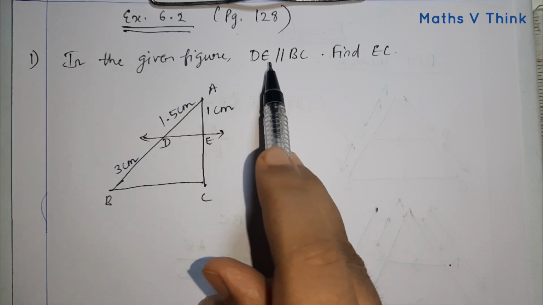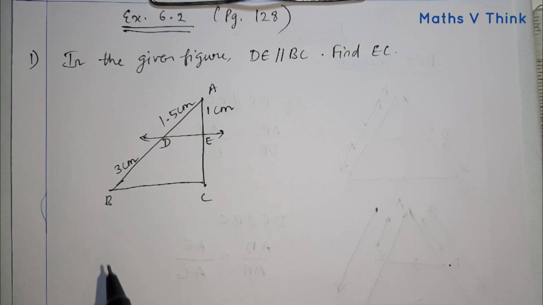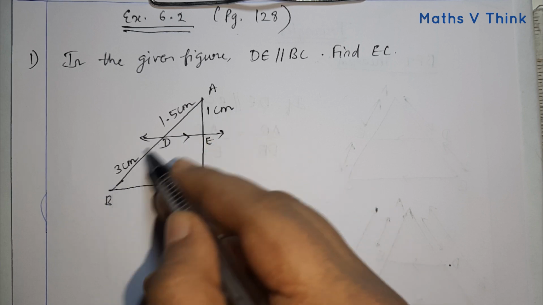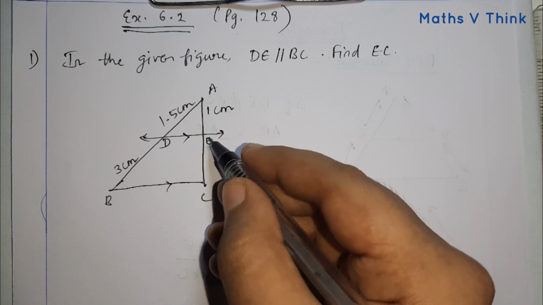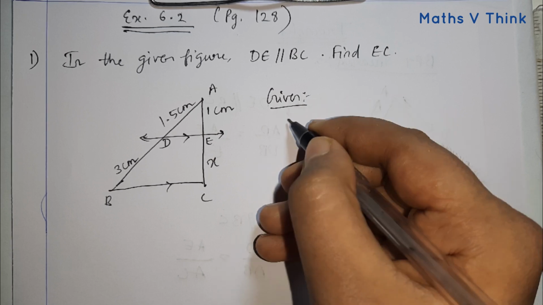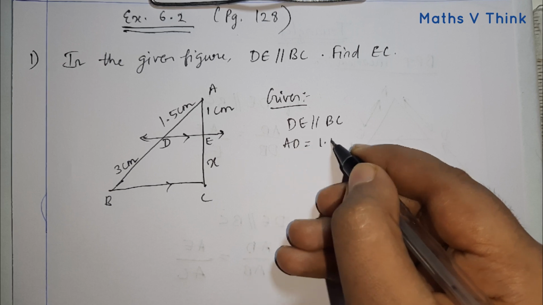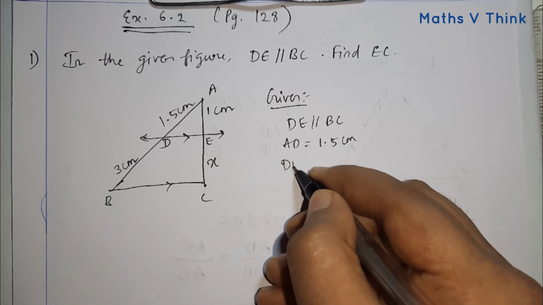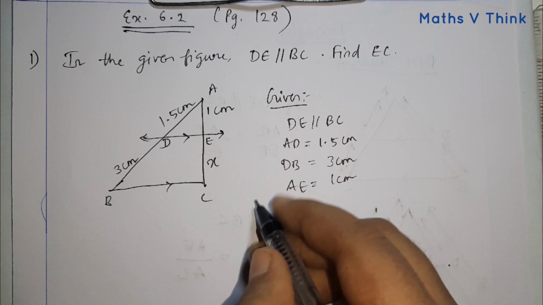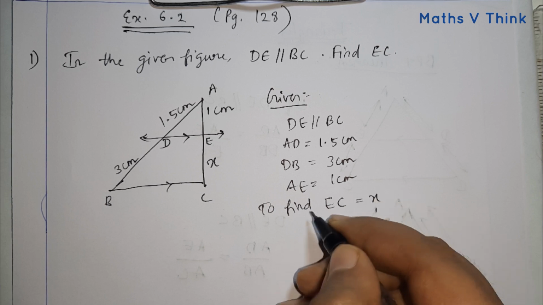In the given figure, DE is parallel to BC, find EC. So they gave DE is parallel to BC and we need to find EC. They gave AD, DB, AE. So let EC be X. First we'll write the given. DE is parallel to BC, AD is 1.5 centimeter, DB is 3 centimeter, AE is equal to 1 centimeter. Now we need to find EC, so let EC be X.